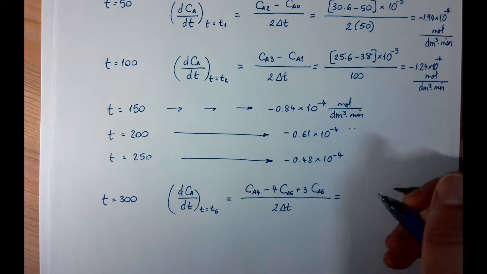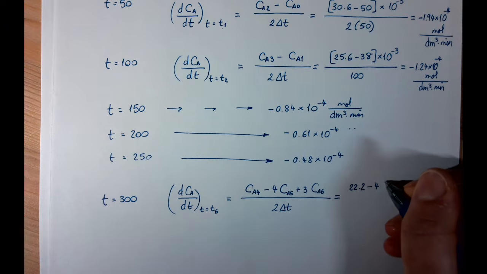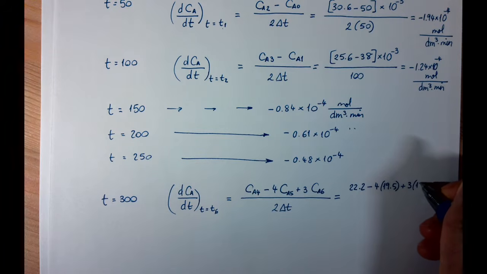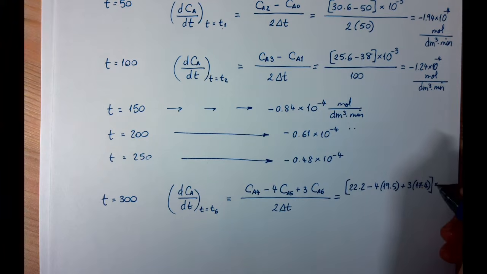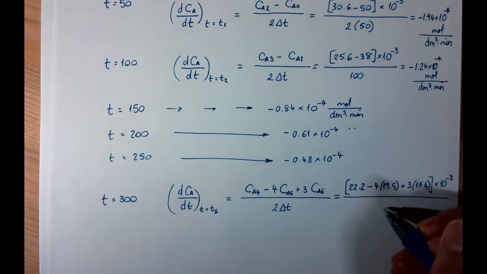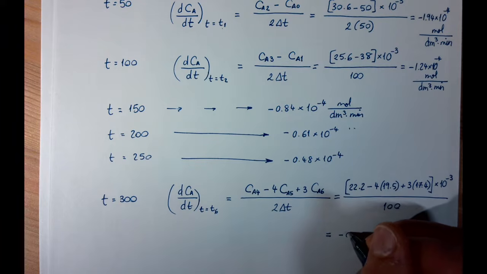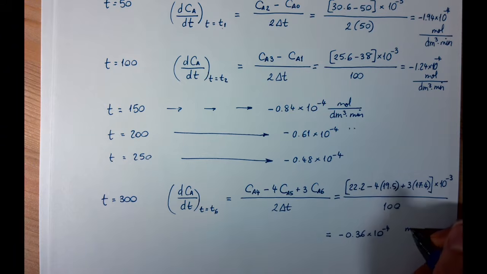So plugging in the numbers from your table, you're going to have 22.2 minus 4 times 19.5 plus 3 times 17.4. All of this multiplied by 10 to the negative 3 divided by 100. And this will be minus 0.36 times 10 to the negative 4 moles per cubic decimeter per minute.